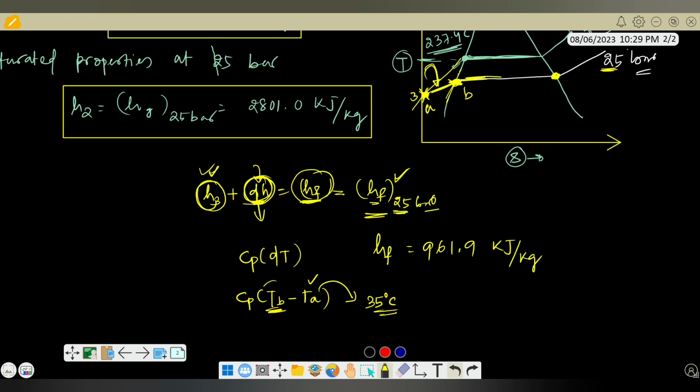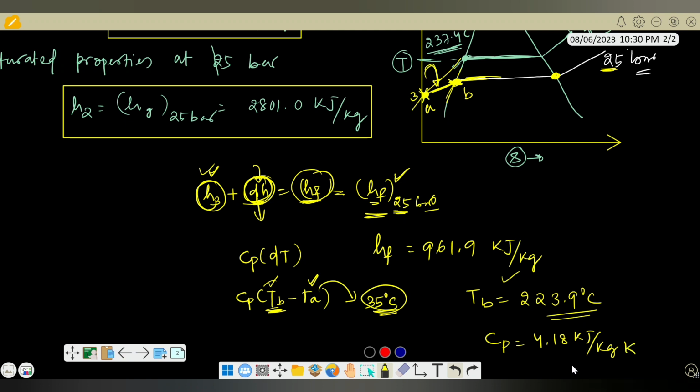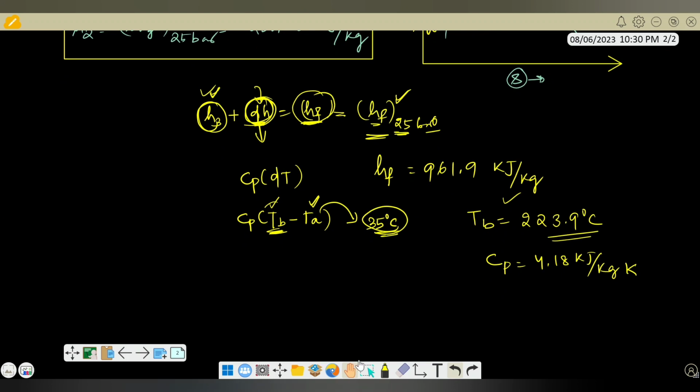So let us go to the steam table again, and already we know this is the saturation temperature, that is 223.9. So I can write Tb is equal to 223.9 degrees centigrade. This is Tb and this is Ta. And Cp for water we know, this is equal to 4.18 kilojoule per kg Kelvin.